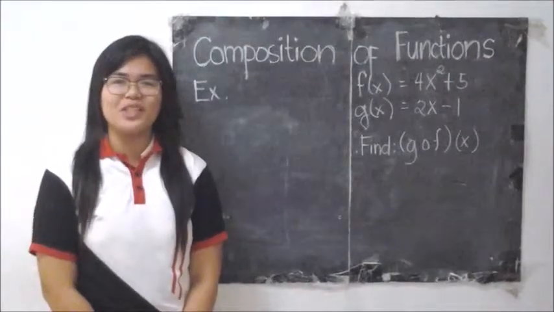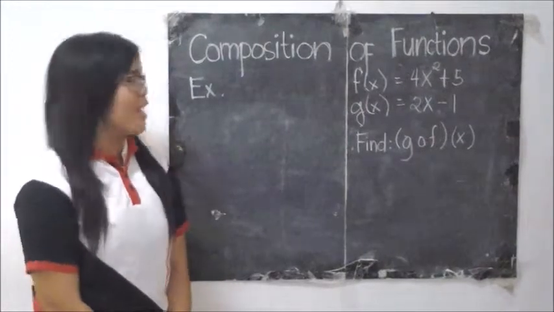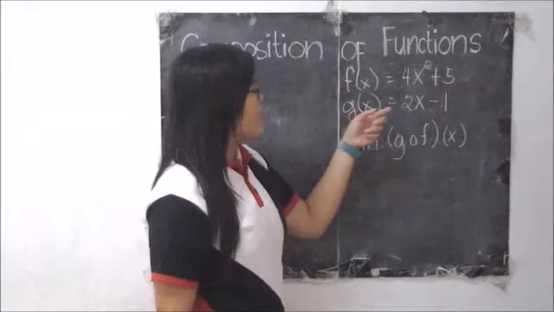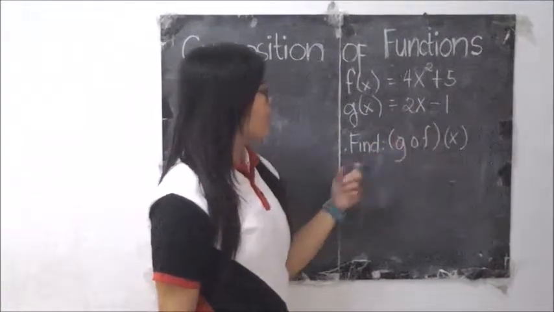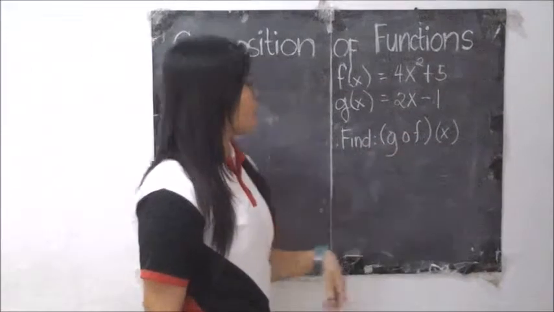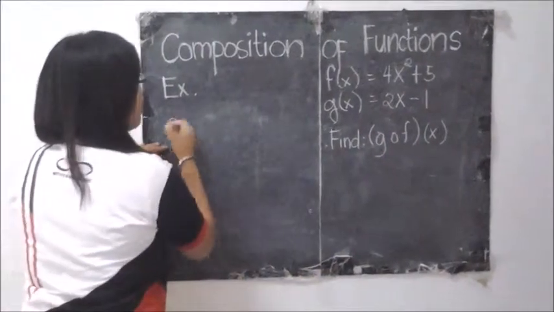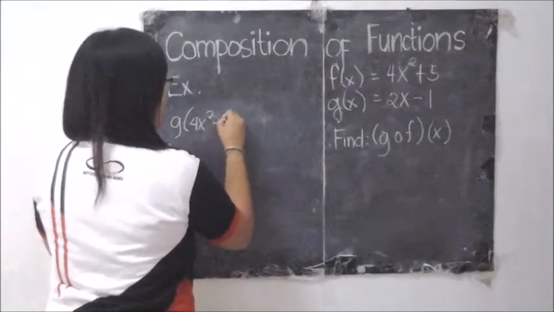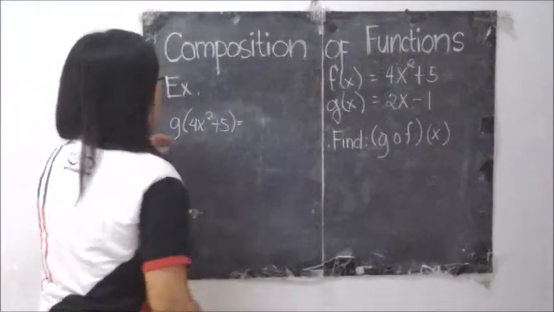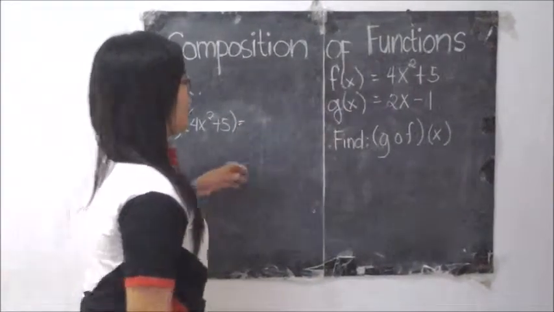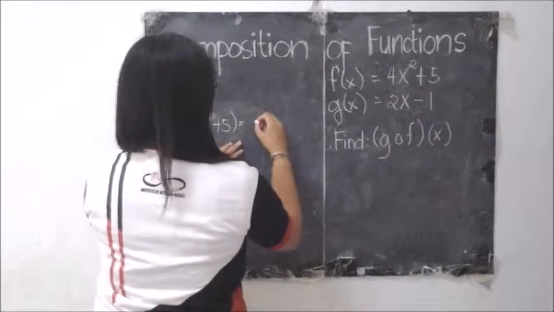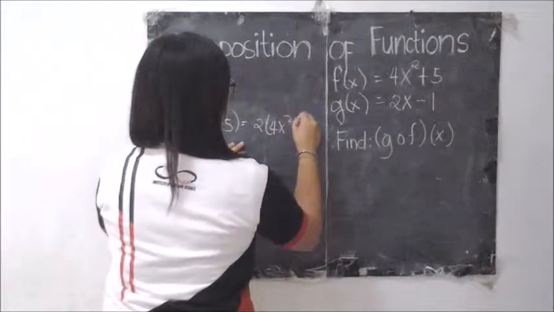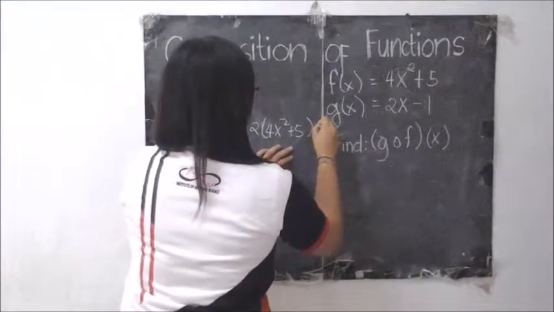To understand the composition of functions, I will give some examples. Suppose that f of x is equal to 4x squared plus 5 and g of x is equal to 2x minus 1. Find g of f of x. So I will substitute the f of x, 4x squared plus 5, into the value of g of x. 2 times (4x squared plus 5) minus 1.